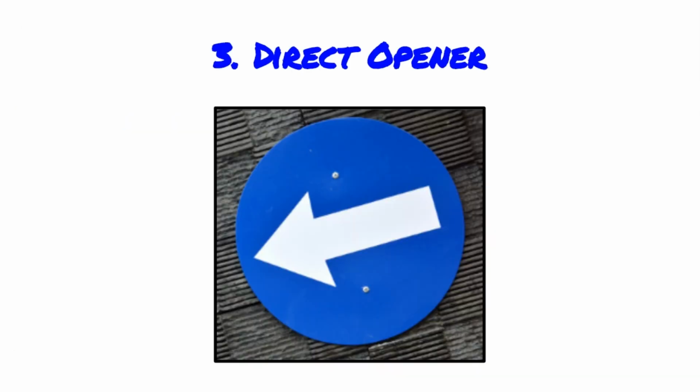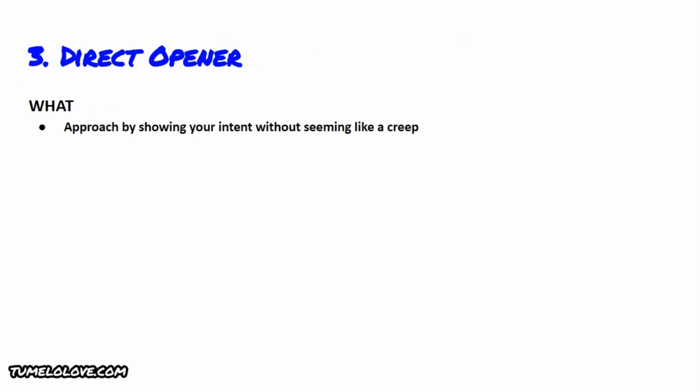The next opener is the direct opener. The direct opener is you are approaching the girl by stating your intent and showing your intent from the get-go without seeming like a creep. And this is the important part. You don't want to be creepy in the way you show intent, but you're approaching the girl and showing your intent from the start.